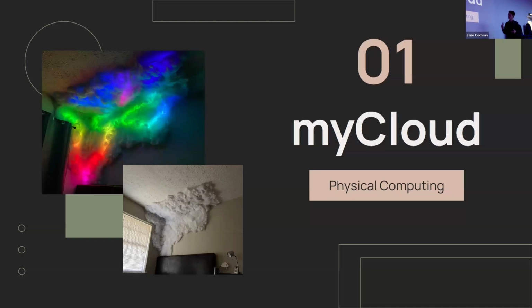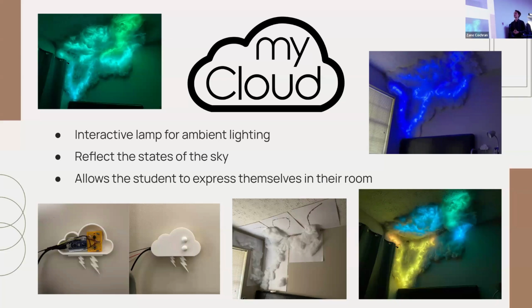For my first example, it was one I made back in physical computing class with the one and only Chris Whitmire. This was My Cloud. It was an interactive lamp that supplied ambient lighting. The goal was to have it merge into the wall and ceiling and blend into the room. It was made with polyfill that I was able to fluff out to give this cloud feel, with lights underneath to simulate different states of the sky.